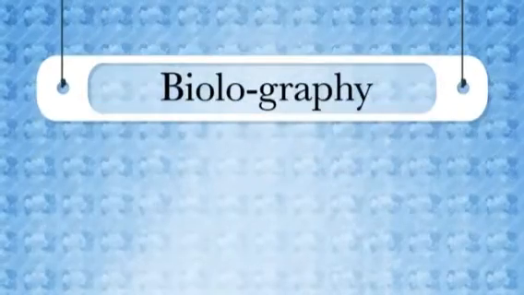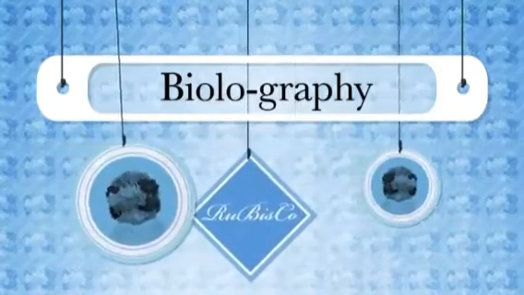CO2 is fixed to RuBP with the help of an enzyme called ribulose 1,5-bisphosphate carboxylase oxygenase, which we generally shorten to Rubisco. I'm in the chair again. Excellent. This time for a biography of Rubisco.